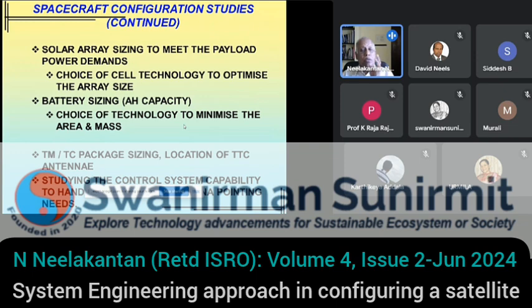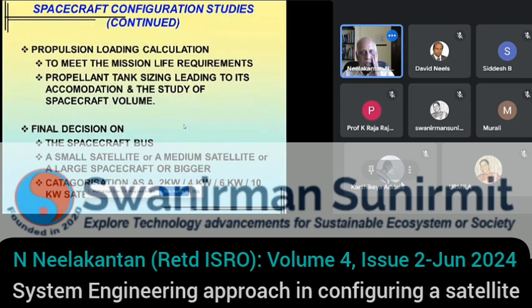Then the power: to meet the power demands of the payload, what will be the solar array sizing, what is the payload power requirement, what is the platform power requirement, what is the solar array size, choice of cell technology to optimize the solar array size as well as the mass, choice of battery cell capacity to minimize the mass, and of course telemetry, telecommanding, location of the TTC antenna, studying the control system capability to handle the antenna pointing needs.